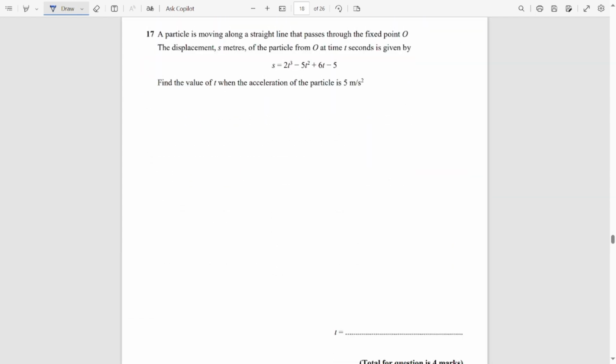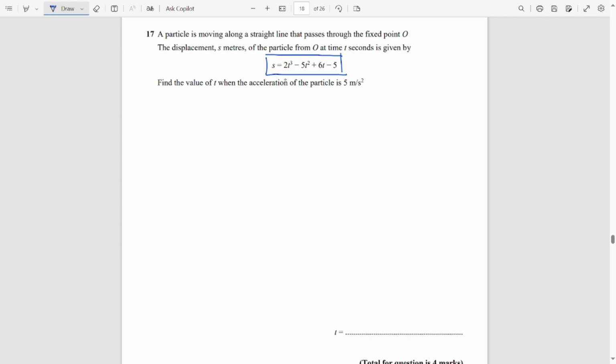Okay, question number 17. So here we have a particle moving along a straight line. The displacement, as soon as I see a question like this, I'm thinking differentiation. Usually, in fact always I think, because we haven't done integration yet, they always start with the displacement here. They give you the displacement, and then you will need to work out velocity, maybe acceleration as well.